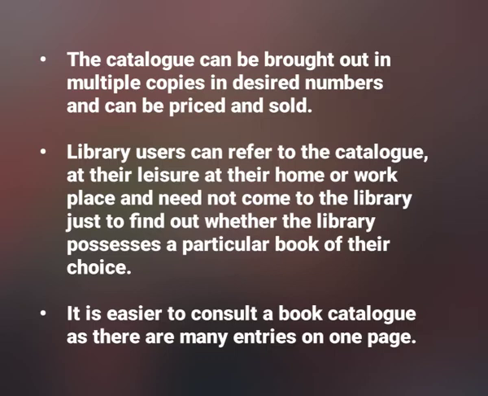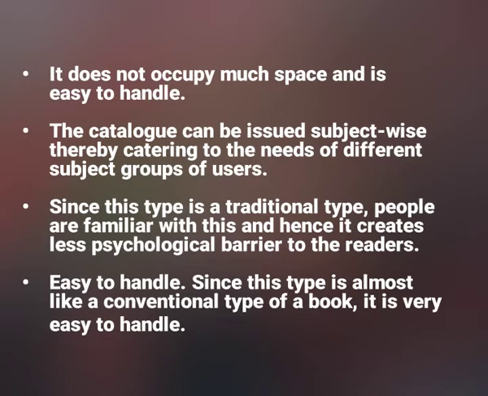It is much easier to consult a book catalog, as there are many entries in one page and there is no need to scan different pages. It also does not occupy much space and it is easy to handle. The catalogs can be issued subject wise, title wise and author wise, thereby catering to different approaches of different users. Since this type is a traditional type, people are already familiar with it, and hence it creates less psychological barrier to the readers. It is easy to handle since it is just like a conventional book.